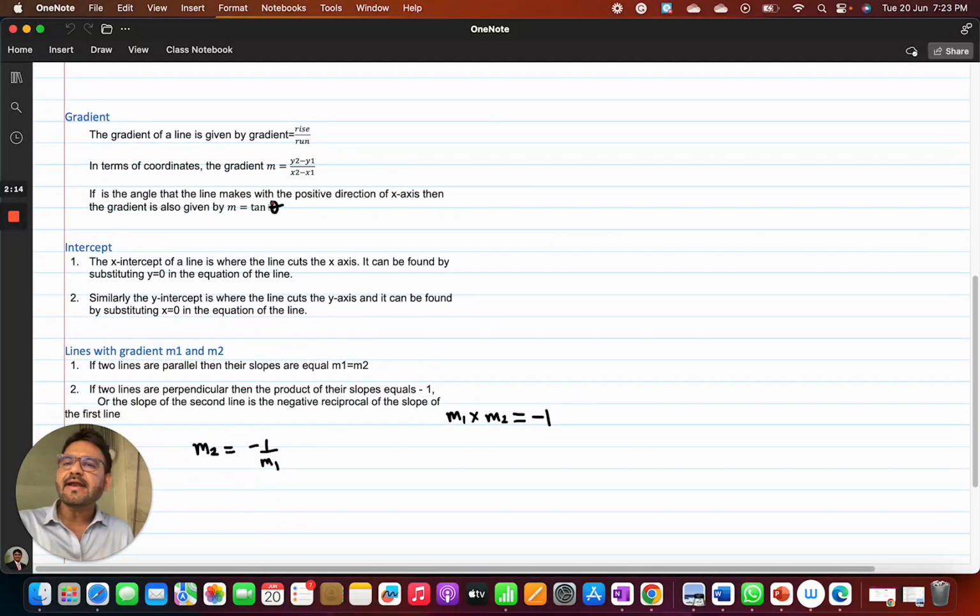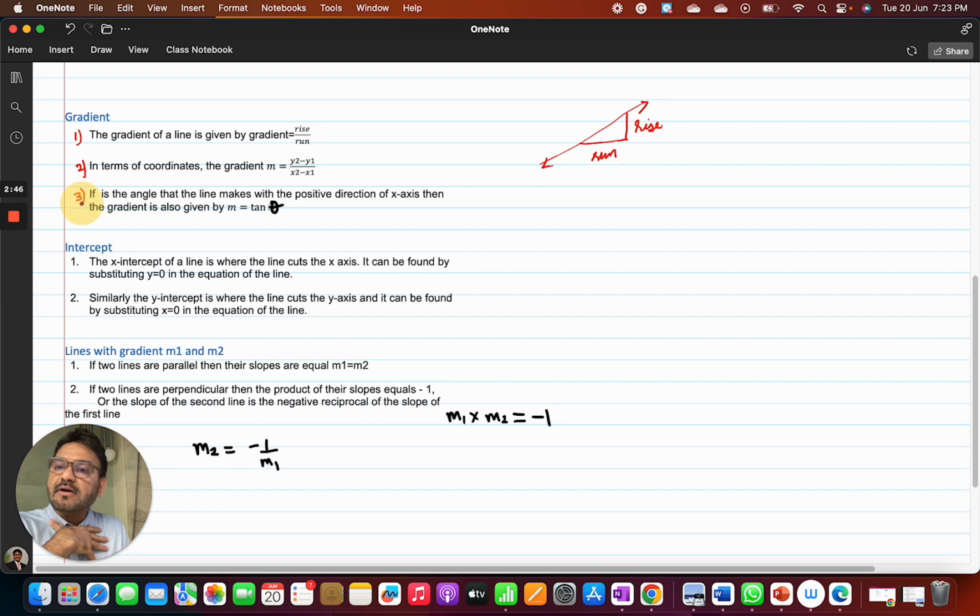Gradient. Gradient is also called the slope. The gradient of a line is given by rise over run. So if I give you any line, to find the gradient, you take any 2 points and do rise divided by run. That's one formula. The second method is, if you know the coordinates, then gradient is given by (y2 - y1) upon (x2 - x1). You just apply this formula, you'll get the gradient of a line.